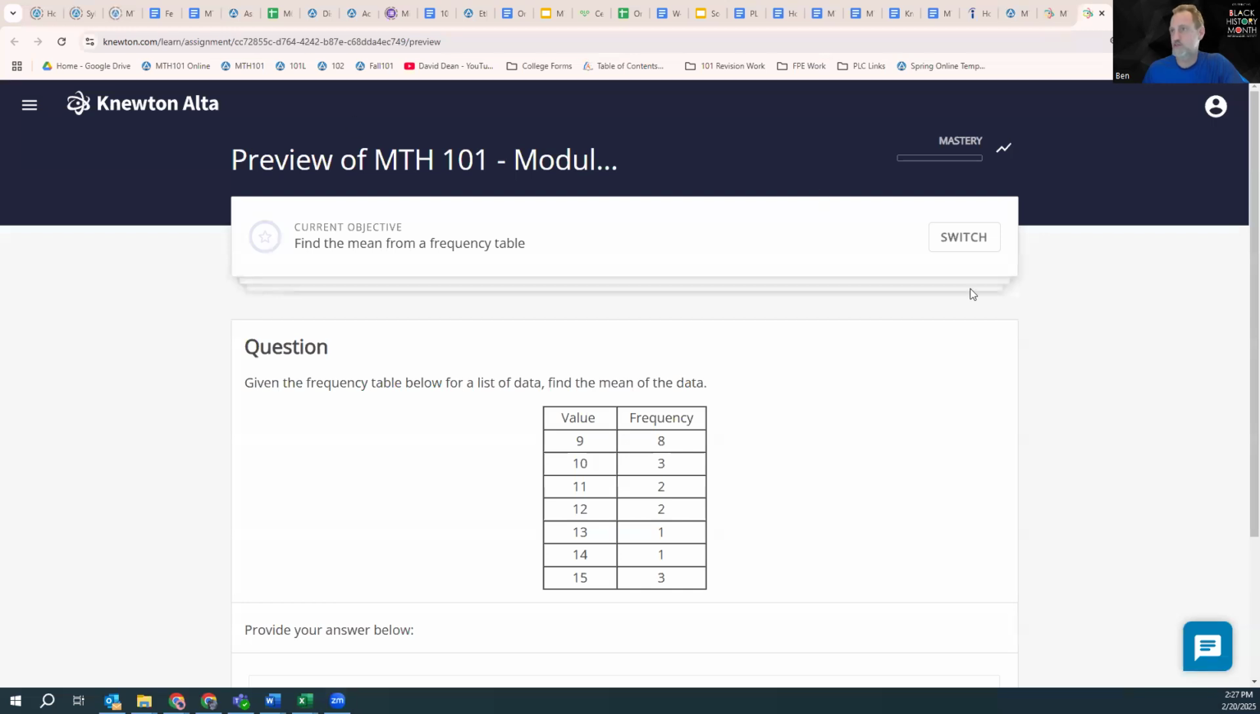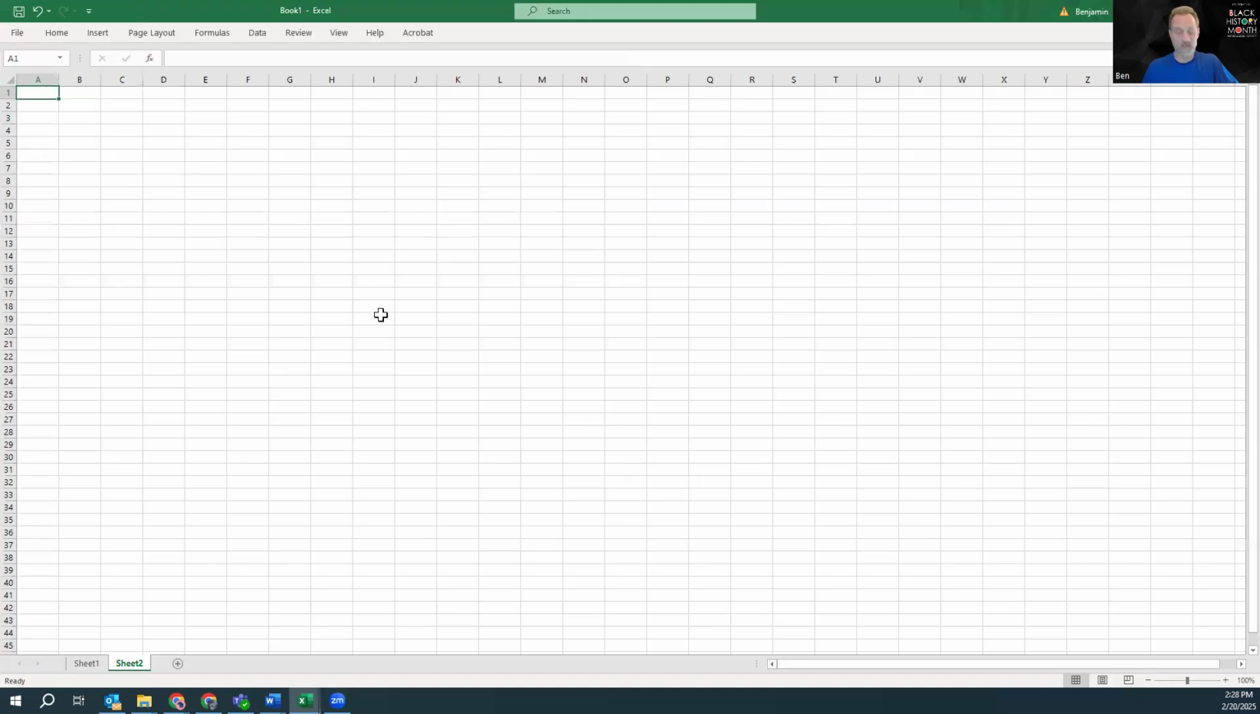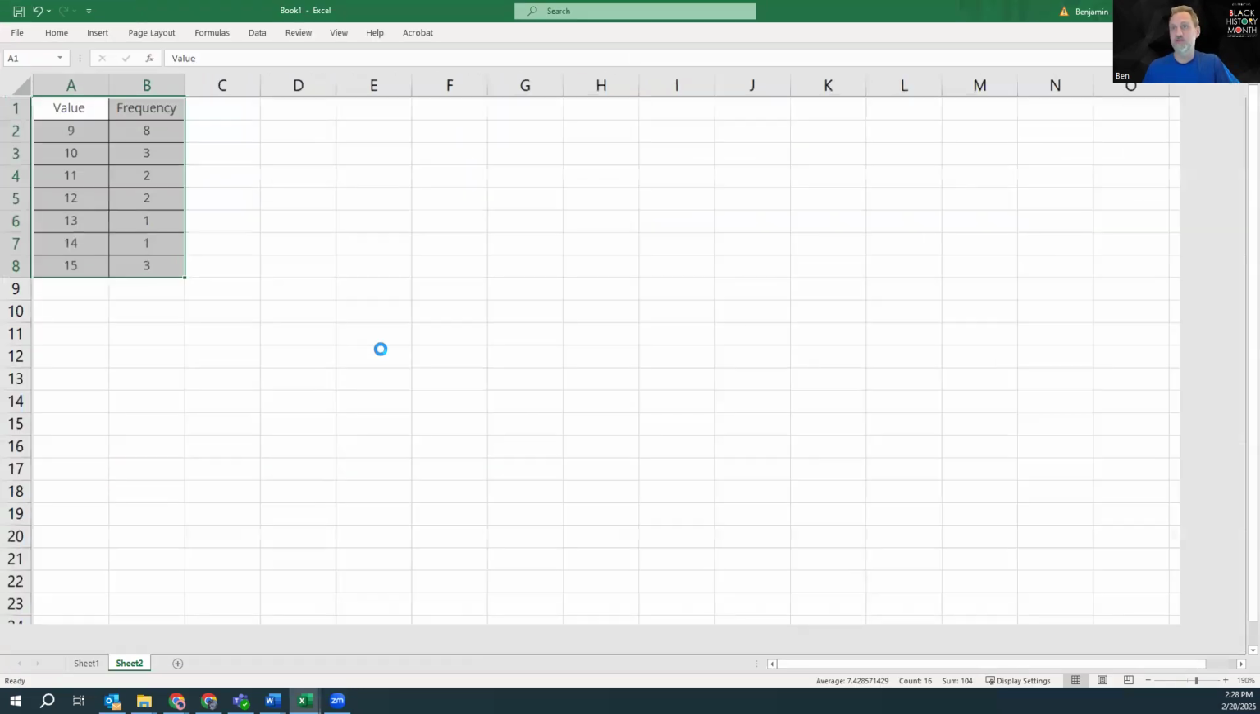So this is an example of the kind of question you get. And again, the challenge here is that we know that there's 9s and 10s and 11s and 12s and 13s and 14s and 15s. We don't have the raw data. If we had the raw data, we could just say to Excel, hey, give me the mean. First thing I'm going to do is get this into Excel, because Excel is my tool. Excel, paste. I'm going to zoom in a little bit.